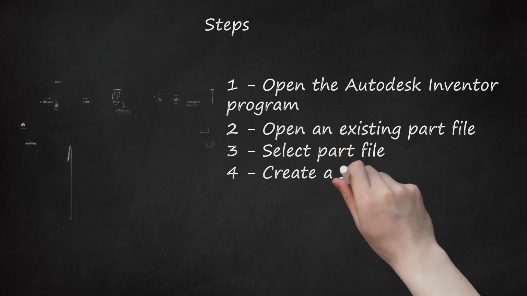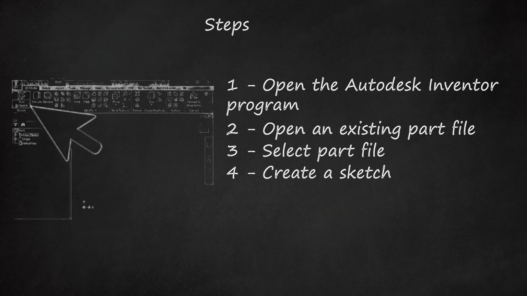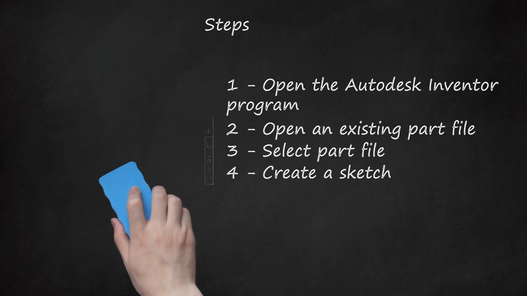4. Create a sketch. Once your part file is open, you should see that you are currently viewing commands on the toolbar for the 3D Model tab. In order to create the text, you must first create a sketch of the text on the part you have drawn. Click on the Create 2D sketch icon located on the toolbar on the left-hand side of the screen.